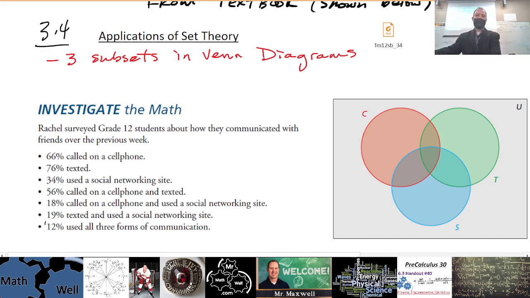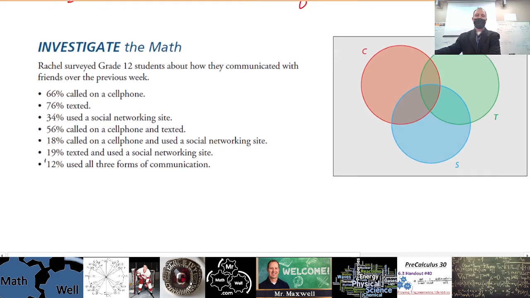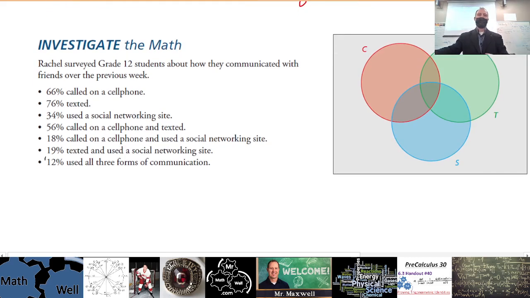The Investigate the Math gives us a situation that looks like this. Rachel surveyed grade 12 students about how they communicated with friends over the previous week. 66% called on a cell phone, 76% texted, 34% used a social networking site. You can kind of see how the circles are set up. C, S, and T are these sections here.